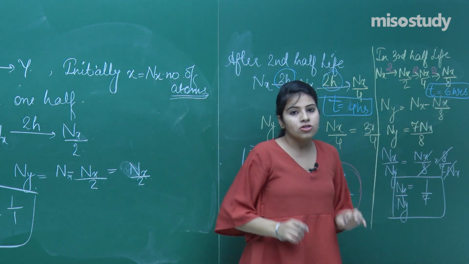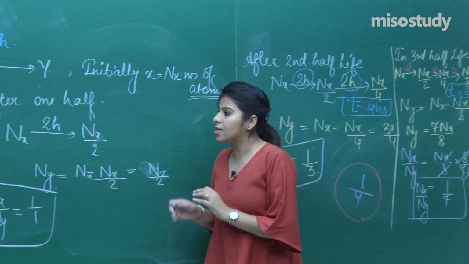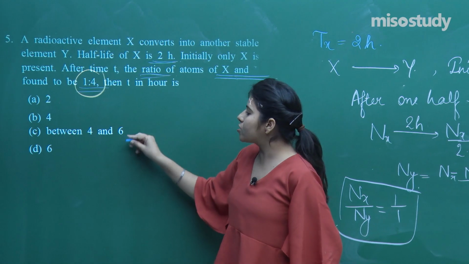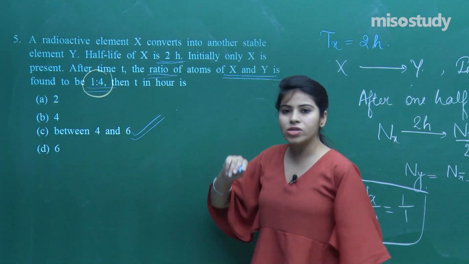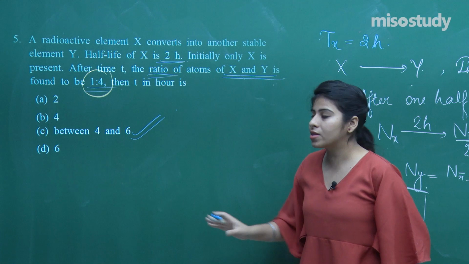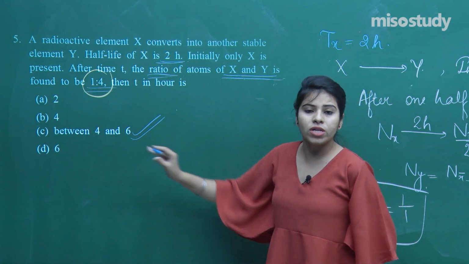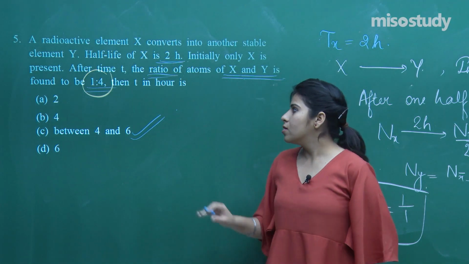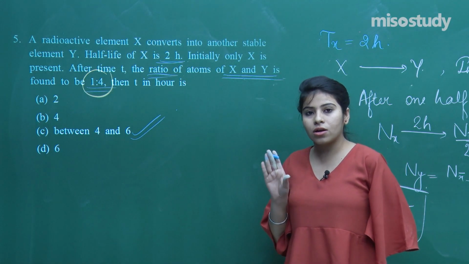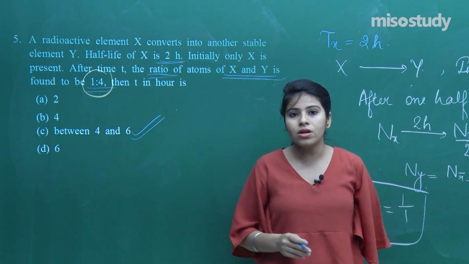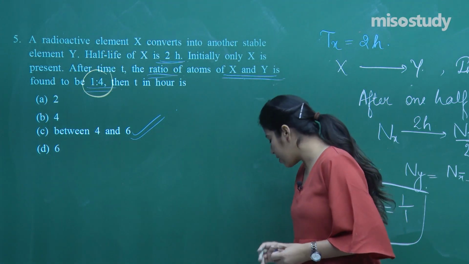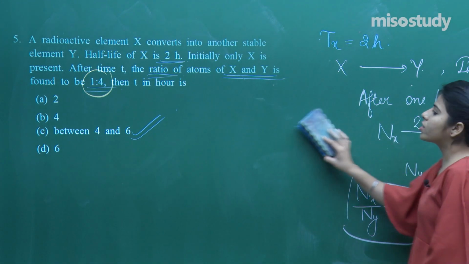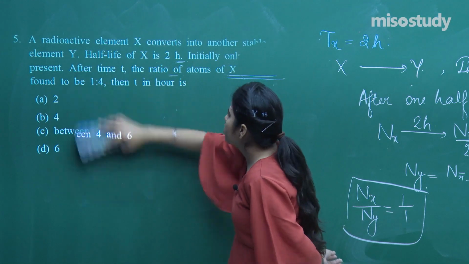So now I'll be checking the options that are available before me, and I can see that option C is the correct answer. Appropriately, it has been given that the time interval will be between 4 and 6 hours. So definitely we are getting the correct answer. So this is the correct approach to the question, and definitely this is the correct one. So now let me move towards the next question, and for that I will be preparing the board for you.